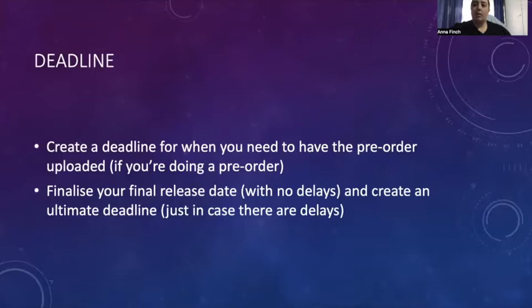Okay, so in the previous video I mentioned deadlines. You need to make sure you know when you need to have your pre-order uploaded if you're doing a pre-order. So for example, Amazon's KDP, they do not allow you to make any changes to the ebook 3 days before the release. Okay, so I think it's 3 days. Yeah, about 3 to 4 days before the release. So you need to know that. Okay, Amazon will not let you change it after that date.